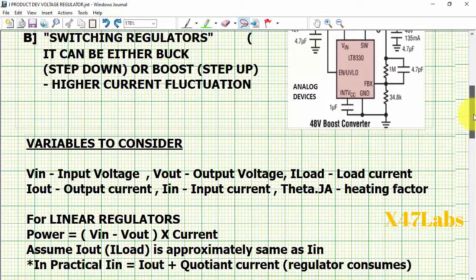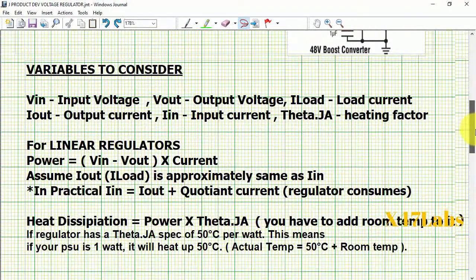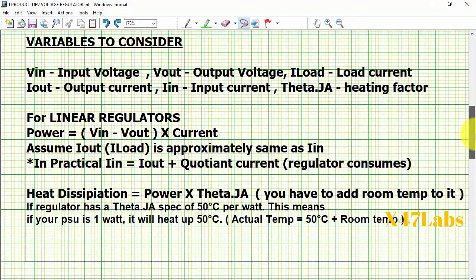Variables to consider: Vin, input voltage; Vout, output voltage; Iload, load current; Iout, output current; Iin, input current; theta J, heating factor. For linear regulators, power equals (Vin - Vout) x current. Assume Iout, Iload, is approximately the same as Iin. In practice, Iin equals Iout plus quiescent current. Regulator heat dissipation equals power x theta J. You have to add room temp to it.